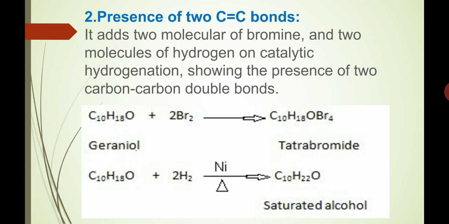Geraniol adds two molecules of bromine and 2 molecules of hydrogen on catalytic hydrogenation, showing the presence of two carbon-carbon double bonds. As we can see in these reactions, geraniol adds up 2 molecules of bromine, forming geraniol tetrabromide, and it adds on 2 hydrogen molecules, giving a saturated alcohol called geraniol.